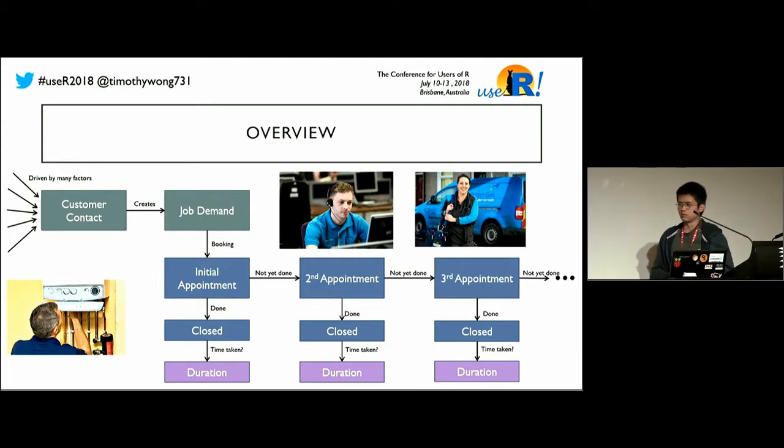For a very simple reason: in the first appointment, sometimes the problem is too complicated and you need a return visit, or in the second appointment, you still don't have enough parts and you need more time. Time is running out, so you need a third appointment, and so on. So a job is different from an appointment, and one job requires several appointments to resolve.